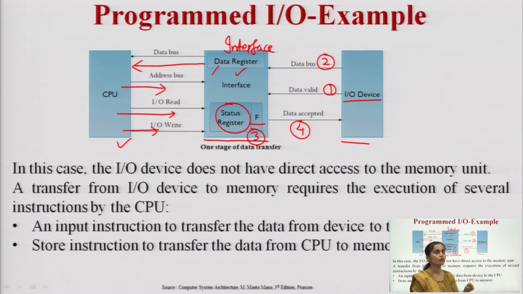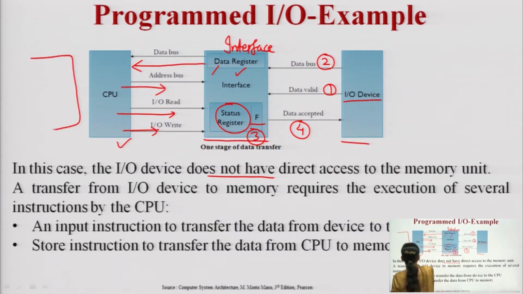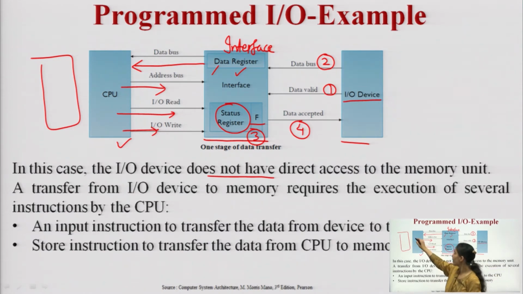In this manner, after the 1 byte of data transfer is complete, this data accepted signal will be invalidated, so that the IO device can send the next byte of data. In this case, the IO devices do not have direct access to the memory. We can see that the transfer from IO device to memory requires the execution of several instructions by the CPU. As I told you, they are sending the data to the CPU and then the CPU is communicating to memory. So it will be sending the data to memory via the processor.